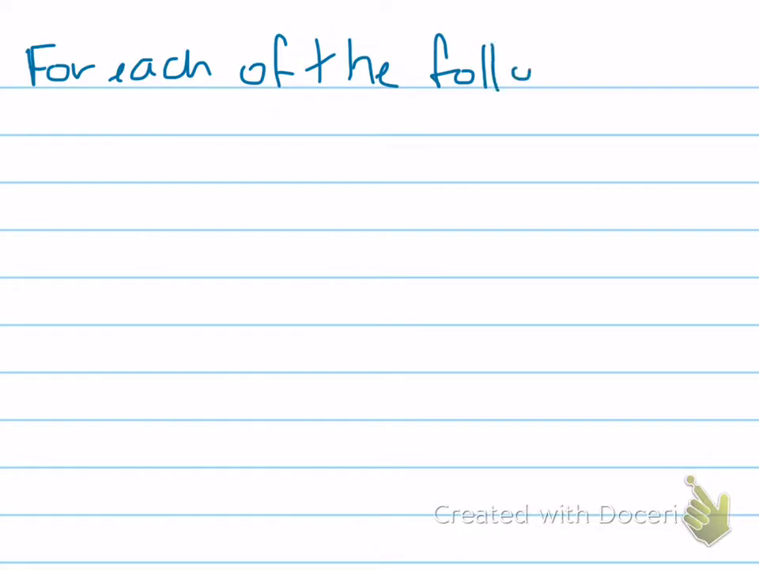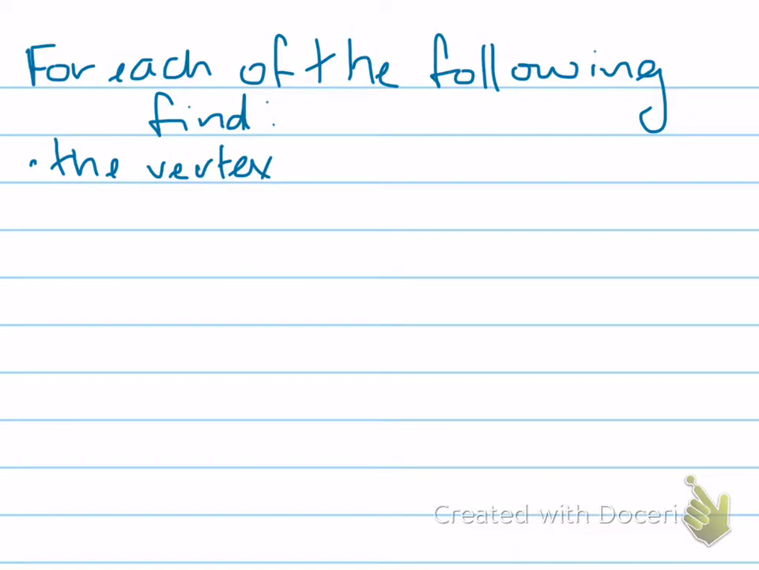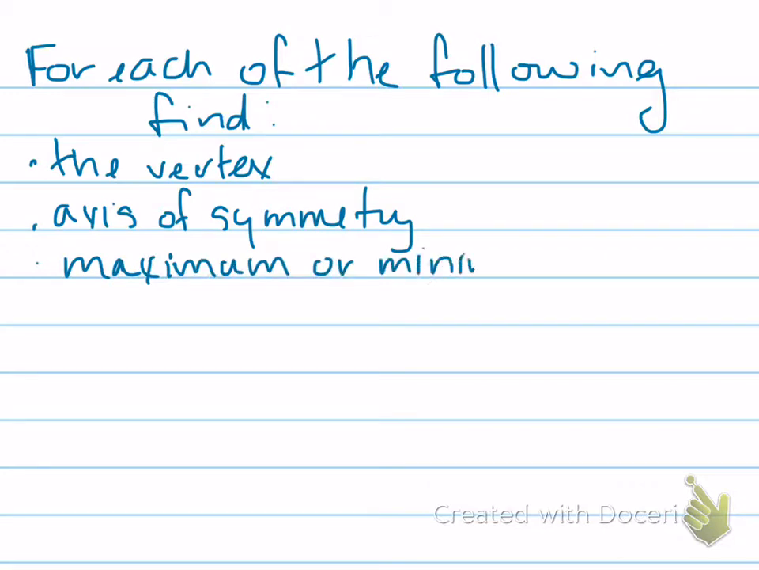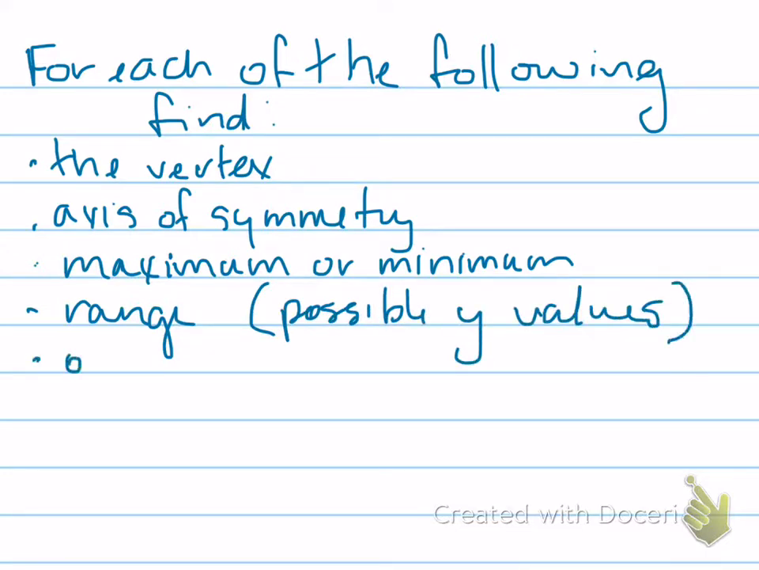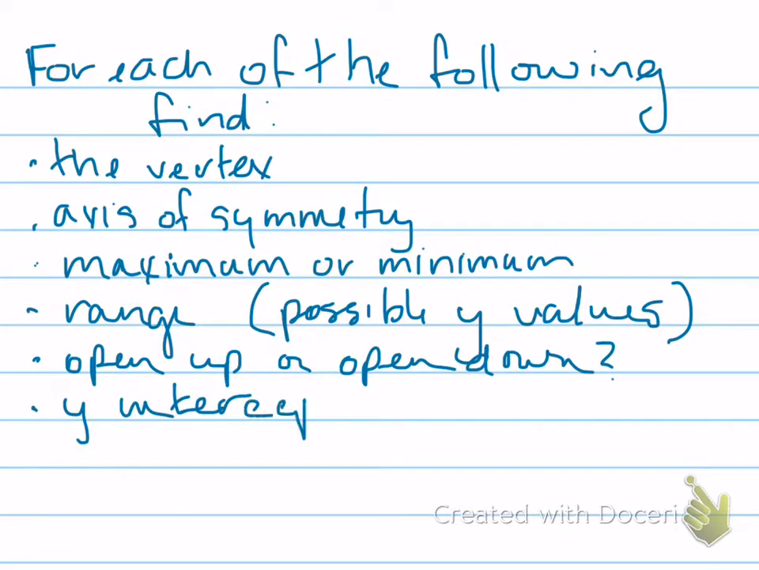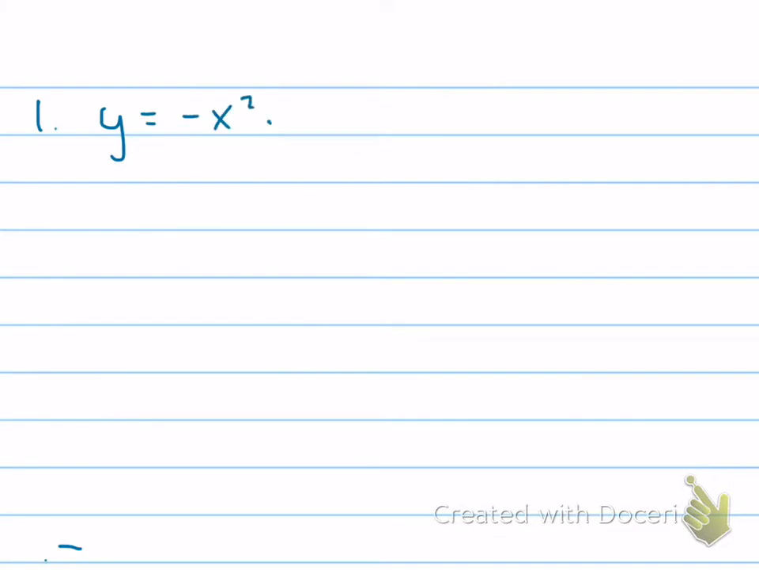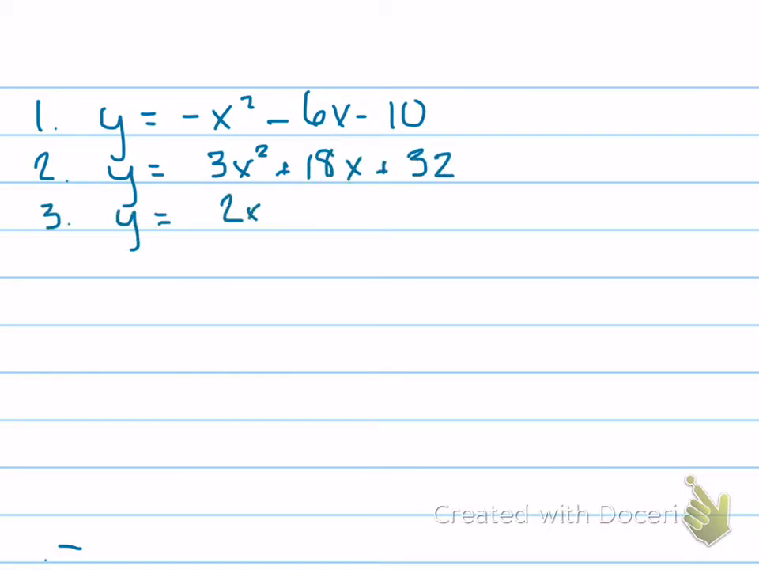So for each of the ones that are going to be listed on the next page, I want you to find the vertex, which means h and k, the axis of symmetry, whether there is a minimum or maximum, and what is the minimum or maximum, and then what is the range. What are the possible y values? Does it open up or open down? And what is the y-intercept? And these are the simple problems that I want you to do. And we will go over all of these when I return to class next.